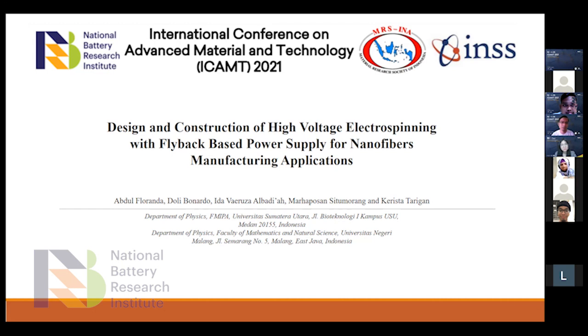We are from the Department of Physics, Faculty of Mathematics and Natural Science, Universitas Sumatera Utara, and one of us is from the Department of Physics, Faculty of Mathematics and Natural Science, Universitas Negeri Malang, in Malang City, Indonesia.